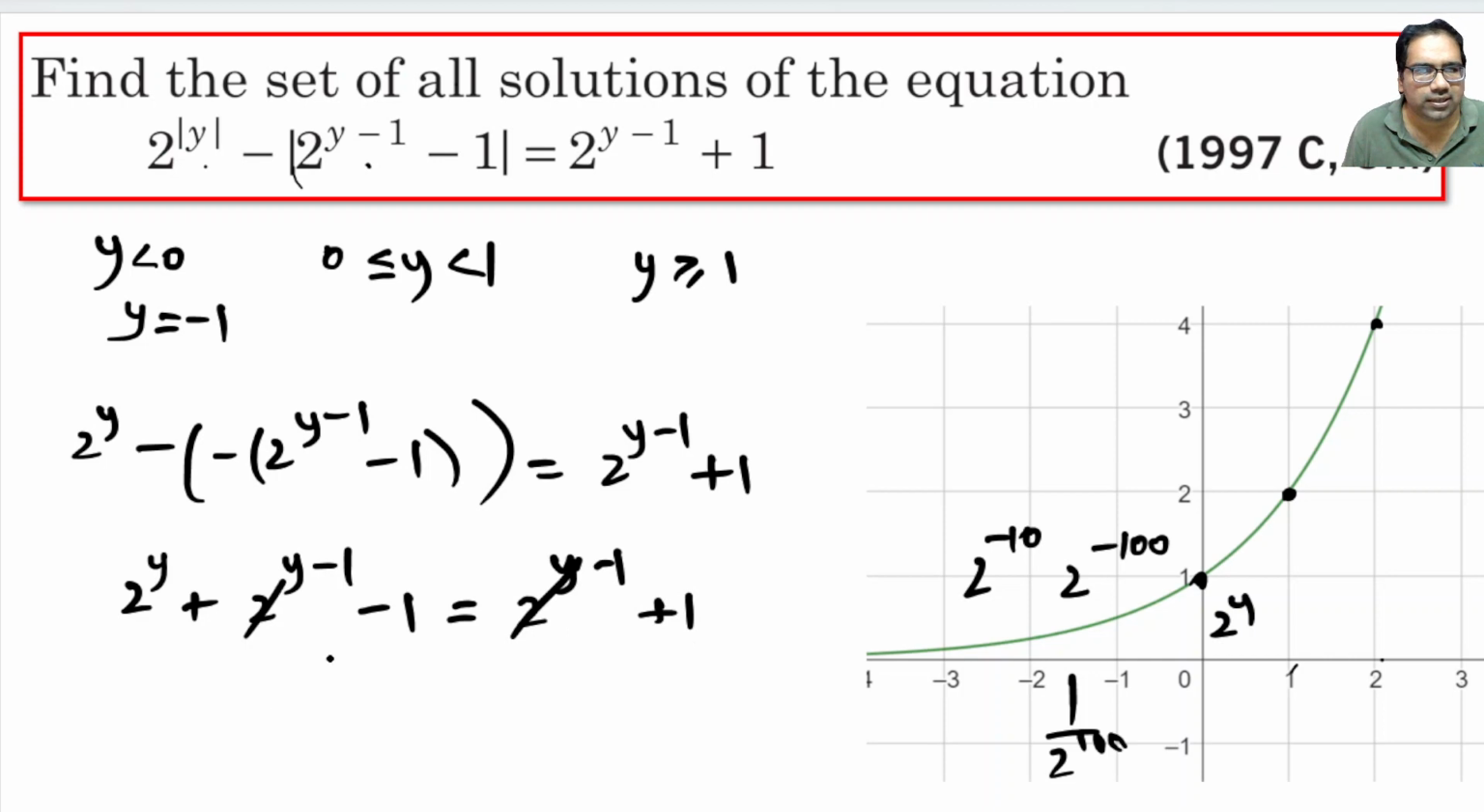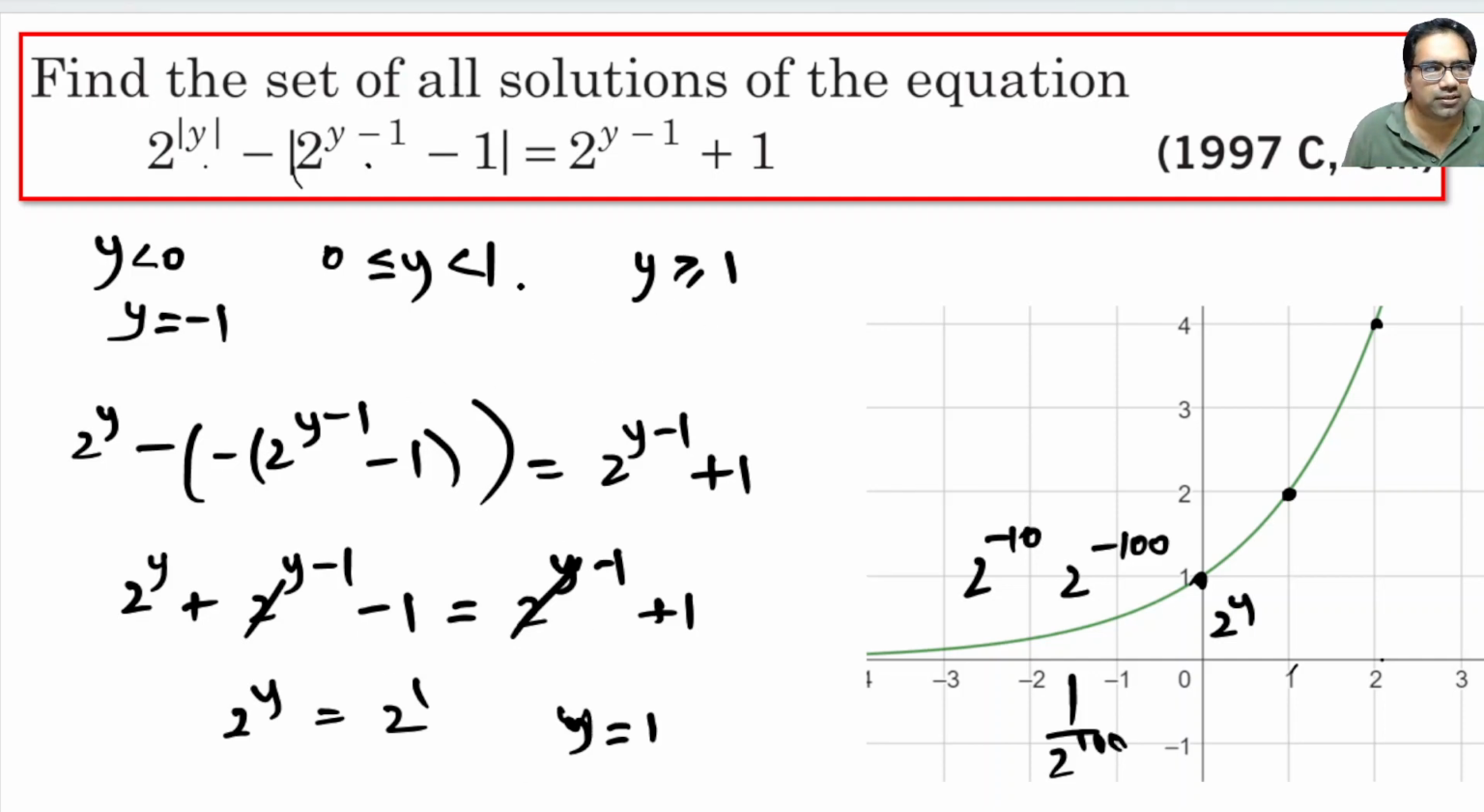Okay, this will get cancelled. 2 power y equals 1 plus 1, which is 2. That means 2 power 1, that means y equals 1. But we discussed that this is applicable for y greater than or equal to 0 and y less than 1. So let's park this now. We don't need to worry about this.